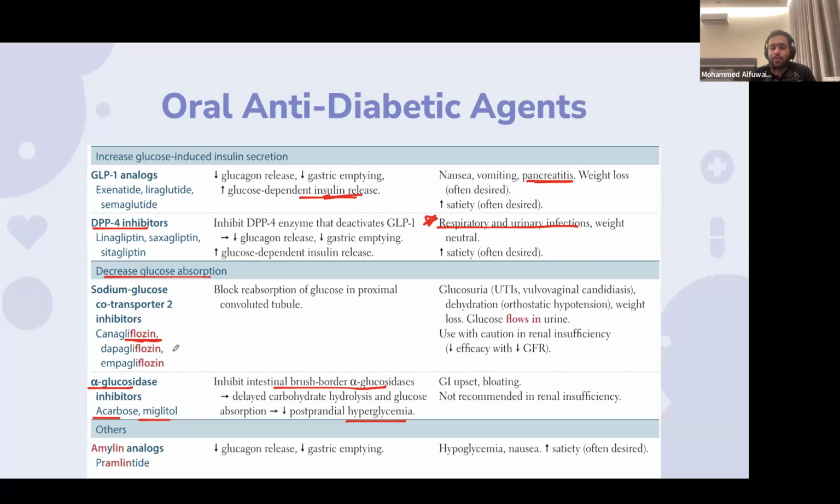Technically speaking, can you use the SGLT2 inhibitors and alpha glucosidase inhibitors in type 1 diabetes? Yes, you can. Okay. Why? Because it has no effect on insulin. Okay. This is completely just to remove glucose. Okay.